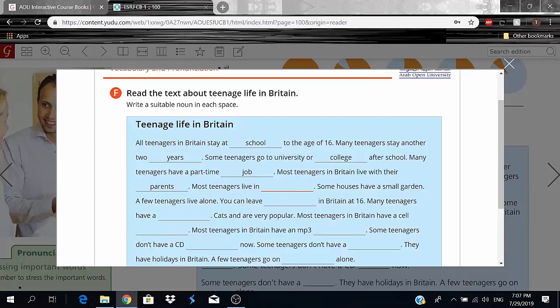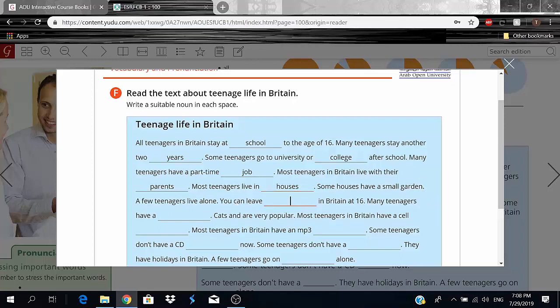Oh, all right. Look. You guys remember in the last unit when we talked about, you know, if you don't understand a certain word or you're confused, always look front or back. So here I read most teenagers live in dash, but then when you go forward, some houses. So now I know that he's talking about houses. Okay. So I'll write here houses. Okay. Most teenagers live in houses. Some houses have a small garden, and a few teenagers live alone. But actually I read that wrong. Some houses have a small garden, and then that's a full stop. So a few teenagers live alone.